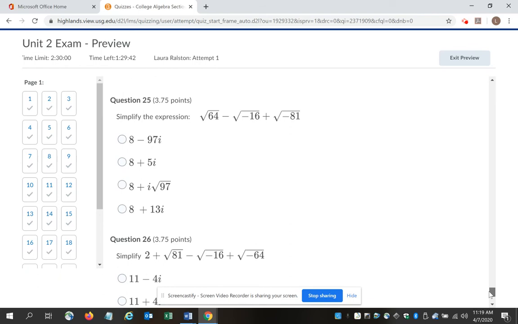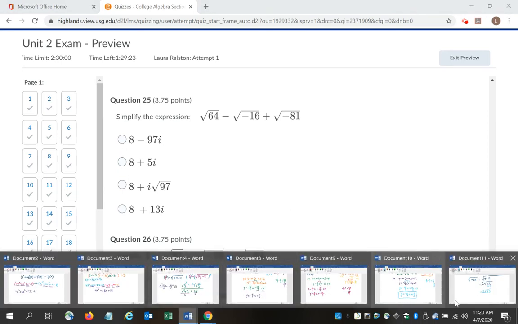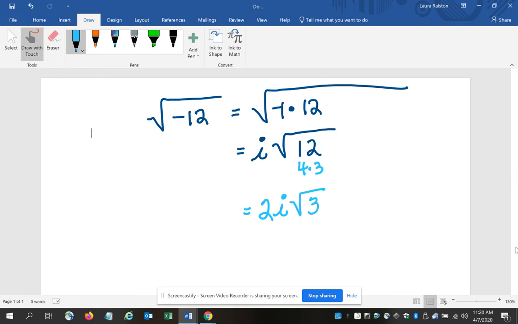And then questions 25 and 26 kind of combine some concepts together. So we have the square root of 64 minus the square root of -16 plus the square root of -81. And you're basically asked to simplify that particular expression. Okay, so let's see if we can do that.